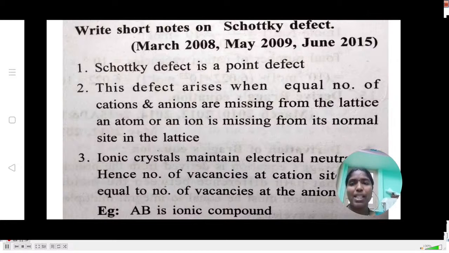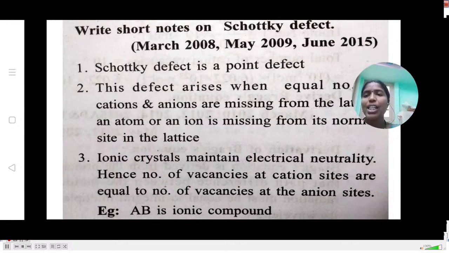Ionic crystals maintain electrical neutrality, meaning they have positive and negative charges. Hence, the number of vacancies at cation sites is equal to the number of vacancies at anion sites. So equal numbers of anions and cations are missing in this defect. It is the Schottky defect.